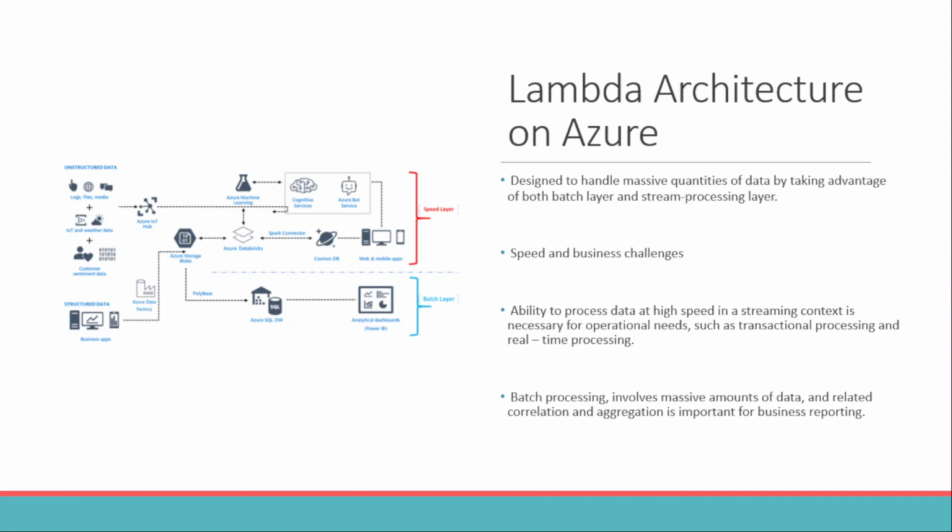Lambda architecture on the Azure data platform also has the ability to process data at high speed in a streaming context, which is necessary for operational needs such as transactional processing and real-time processing. The batch processing also involves massive amounts of data, and the related correlation and aggregation are supported for important business reporting.